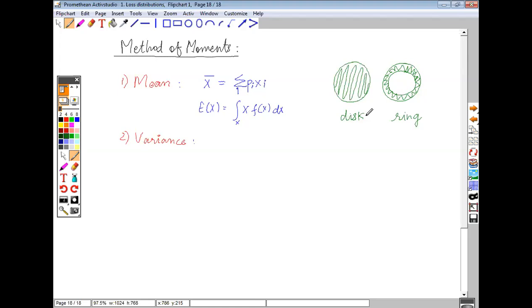These look like donuts to me and it just makes me hungry. But again, we'll try to focus on the concept that we are trying to study here.